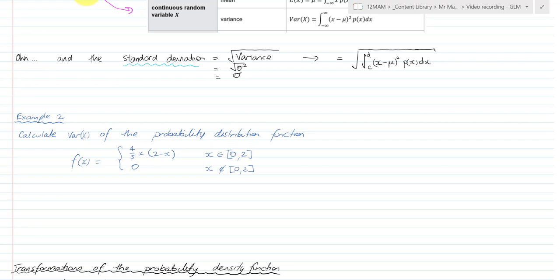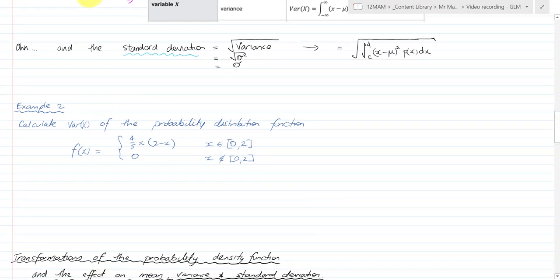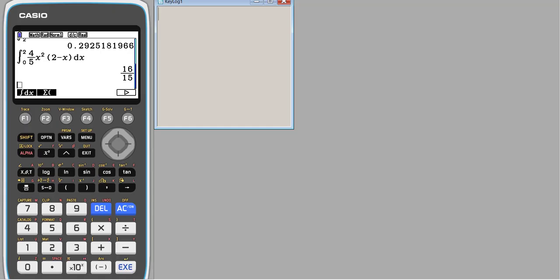So example 2: calculate the variance of x of the probability distribution function given here. And so the variance of x is equal to the integral between c and d, which is 2 and 0, of x squared times 4/5 x(2 minus x) dx, minus 16 over 15 squared. That's my mu squared. I'm going to do it this way, but you should get the same answer doing it the other way. So I'm going to use that formula and put that in. Now, I've done the previous question to get 16 over 15, so I'm just going to use that.